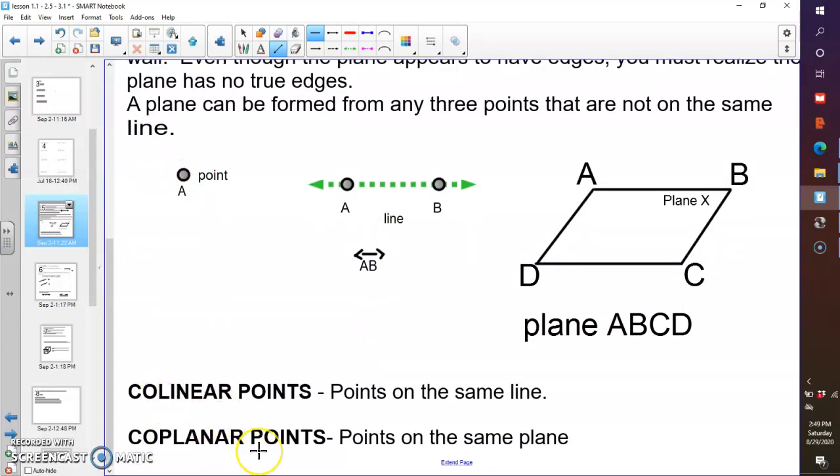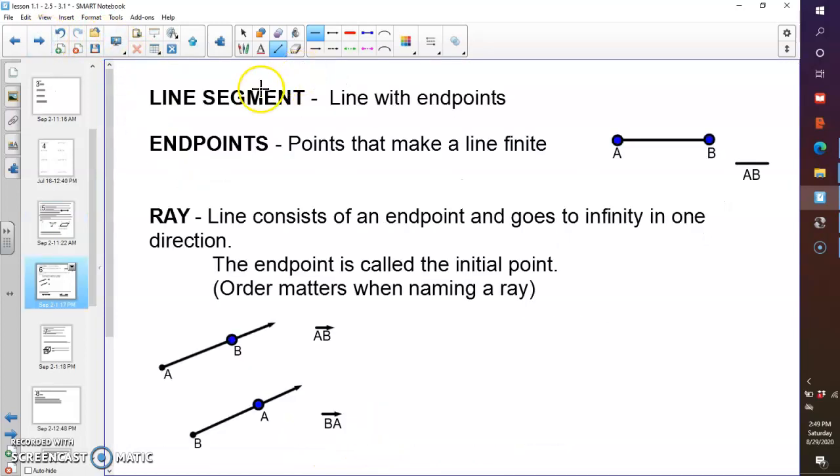Collinear points and coplanar points. I'm just giving these definitions because we're going to be using these terms later on. Collinear means points on the same line. And coplanar means points on the same plane. That's really all it means. Okay, so it means kind of a little bit of a togetherness with that co. But collinear means points on the same line. Coplanar means points on the same plane.